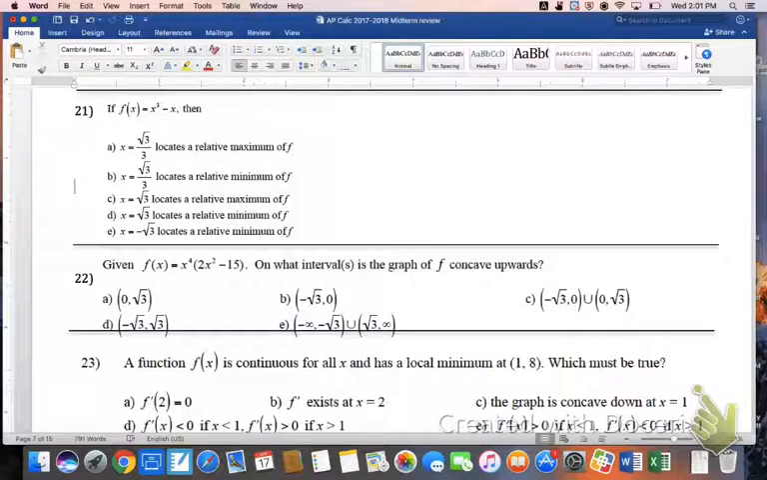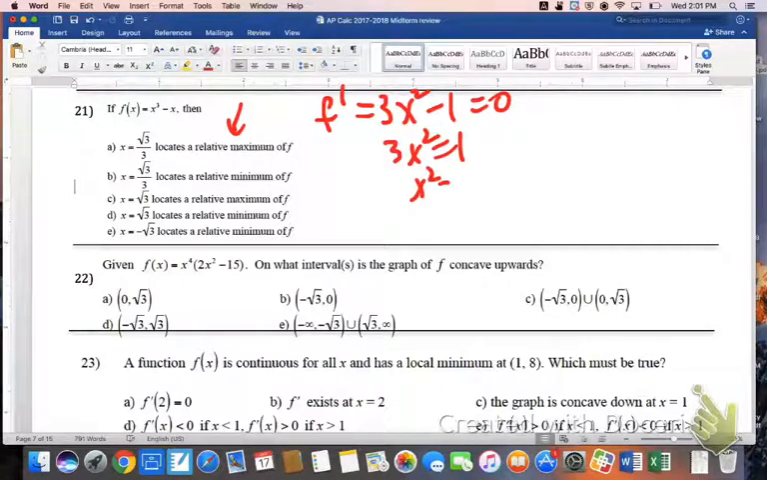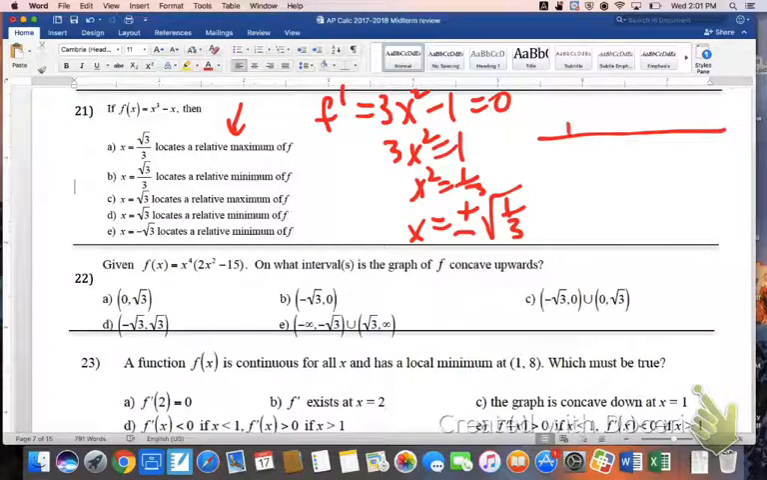All right, 21. We're looking at a function talking about a relative max or a min of that function. So we need to find the derivative. F prime is 3x squared minus 1. You need to find the 0, so set it equal to 0. X squared equals 1/3, so x is plus or minus the square root of 1/3, which is root 3 over 3. So we're going to have negative root 3 over 3 and root 3 over 3.